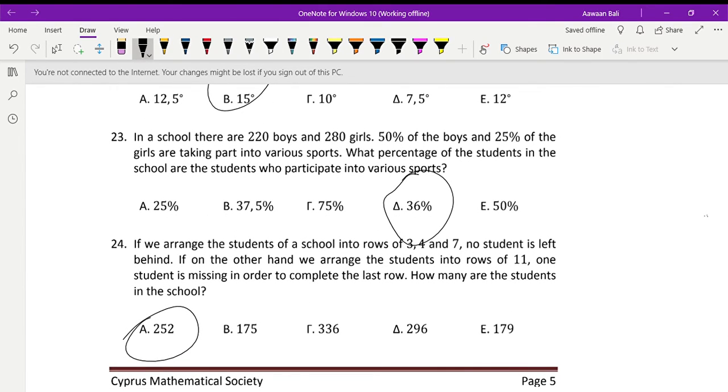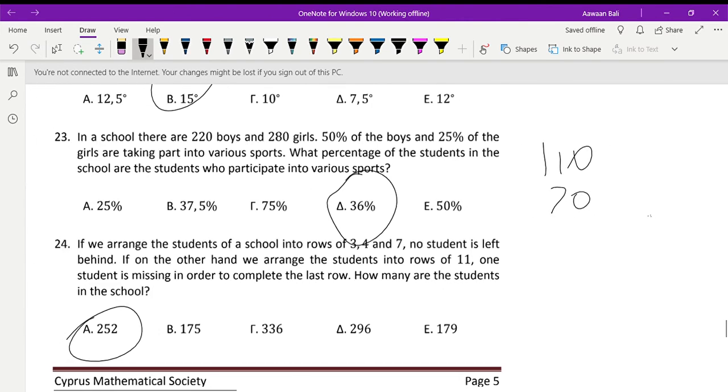Now for question number 23, it's also pretty easy. In a school, there are 220 boys and 280 girls. 50% of the boys and 25% of the girls are taking part in various sports. What percentage of the students in the school participate in various sports? This is easy. So, 50% of the boys, which means half of 220, is 110. And 25% of the girls. So basically, 25% is 1/4. So 280 divided by 4 is 70. So 70 girls are taking part in various sports.